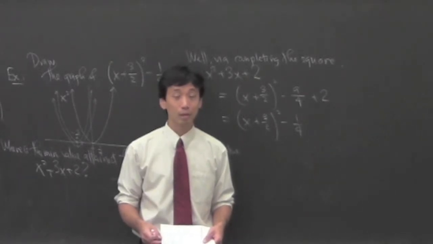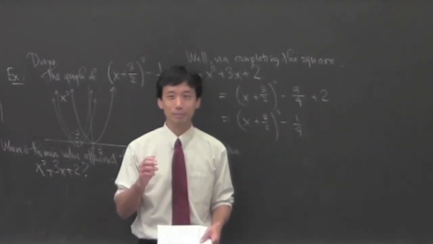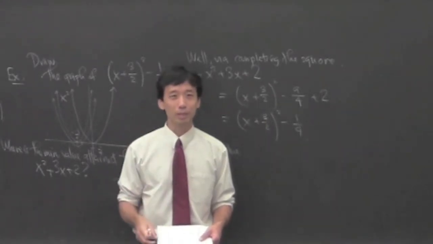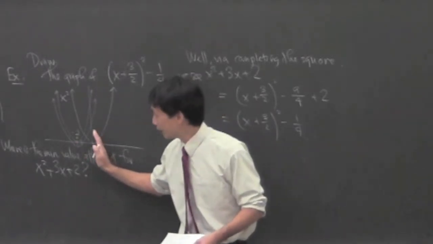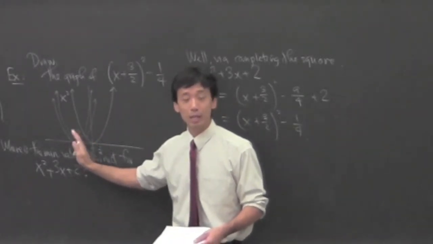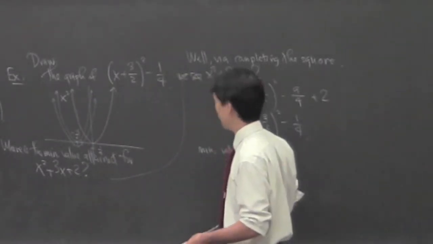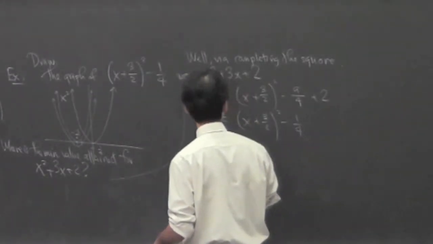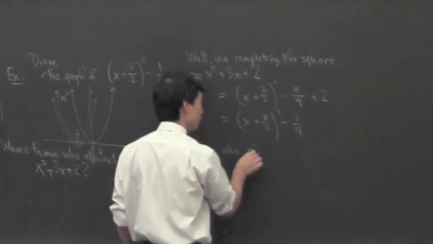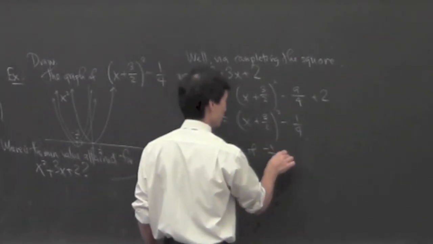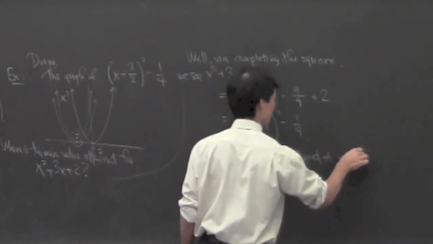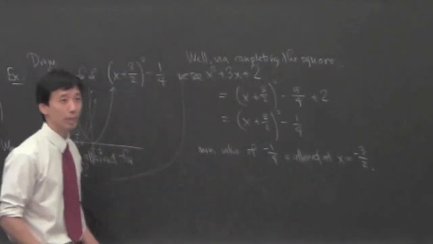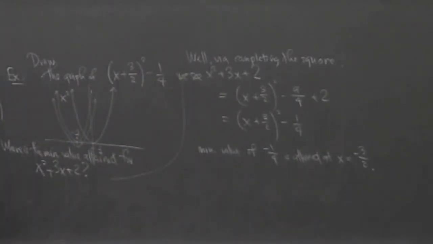Negative 3 halves. The minimum value of minus 1/4 is attained at x equals minus 3 halves. Why did you bother completing the square?